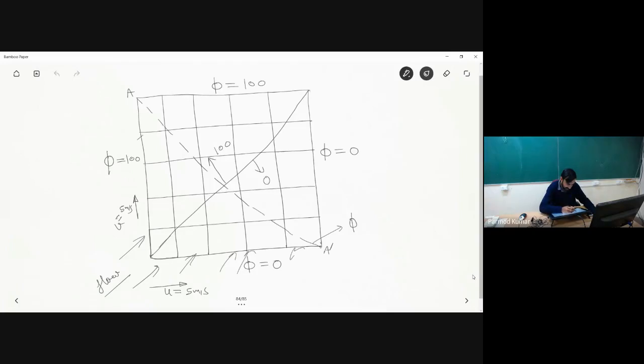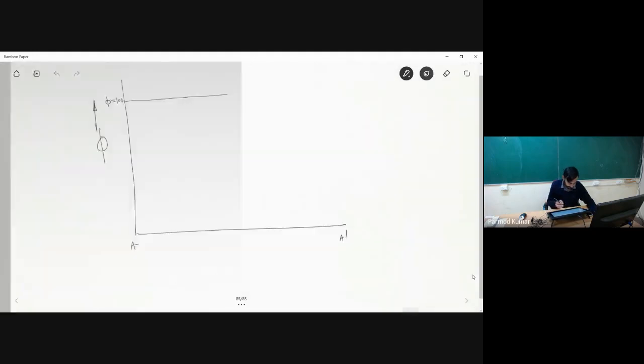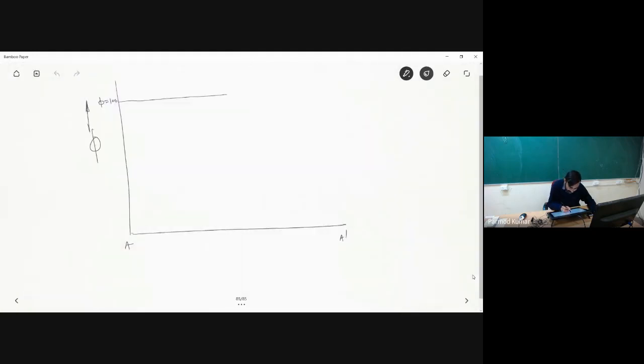So when I am starting from this point, I will be finding the value of phi to be 100 till the diagonal, and once we have crossed this diagonal, then we will be finding the value of phi to be 0. Okay. So till this point it is 100, and immediately here I will be having a sudden jump, and after this jump, I will be having value of phi equal to 0.